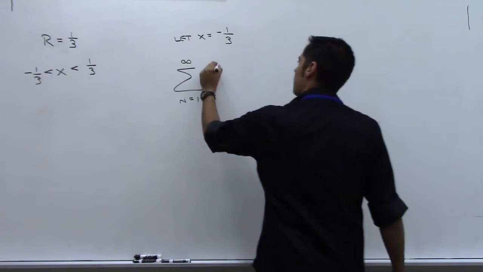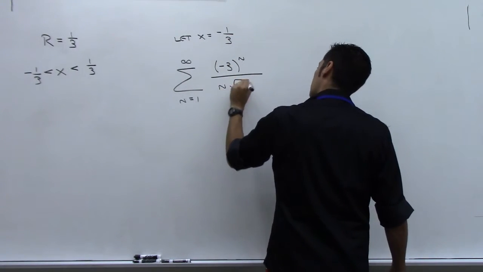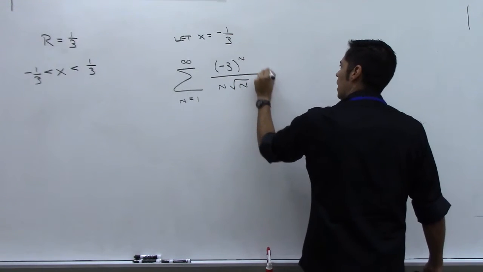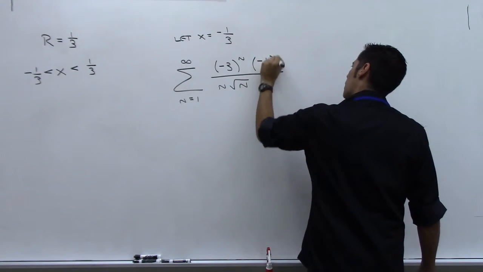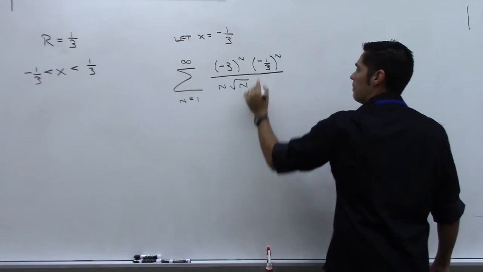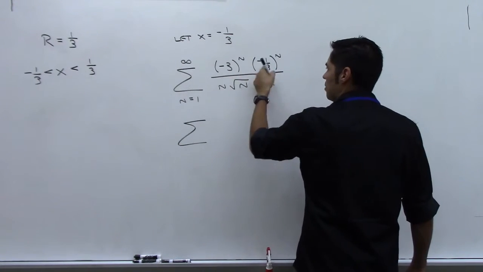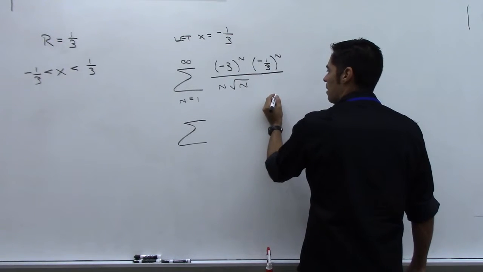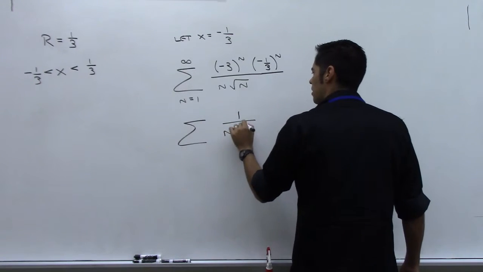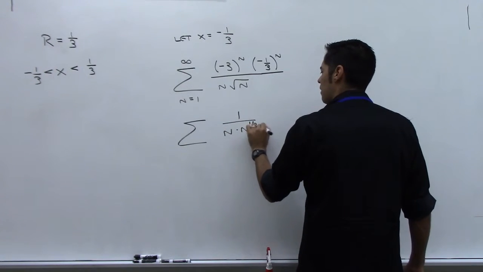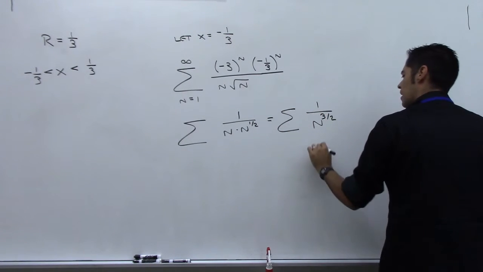Let's see, so I've got negative 3 to the n over n root n. And then over here, x to the n. But I said that was on top, so I'm just going to put it on top. But x is negative 1/3 to the n. And if I do those two together, I get the sum, n equals 1 to infinity. Put these two together, negative 3 times negative 1/3 is positive 1. Both of them to the n, so 1 to the n is just 1 over n times root n, which is n to the 1/2. And this is really just sum 1 over n to the 3/2. That's a p series.